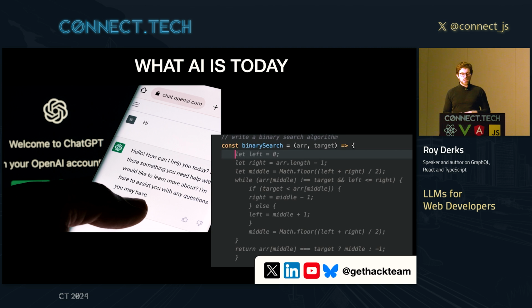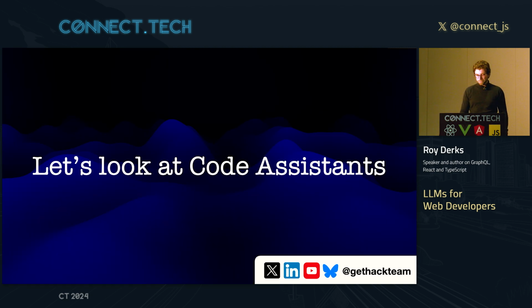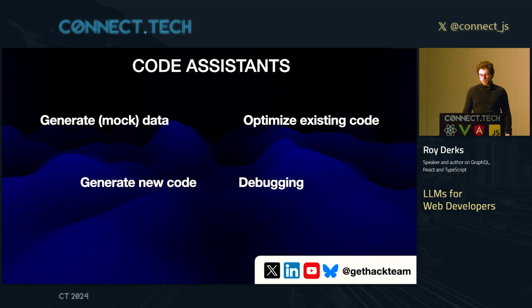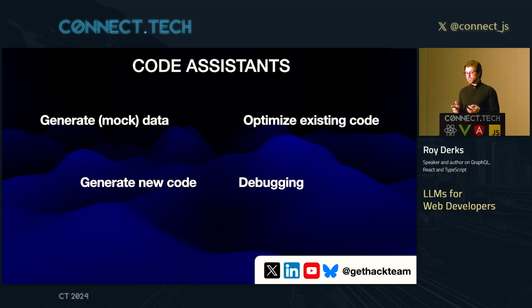Or it is, and I use this a lot myself, developers writing code in their editor and then having a copilot or a code assistant running there as well that is helping them by predicting next tokens and showing them what their code could look like if they use the chat assistant or the code assistant. So code assistants to me are really useful for a couple of things. I mostly use it to generate mock data or generate new code. You can actually use it to optimize existing code or to debug your existing code.